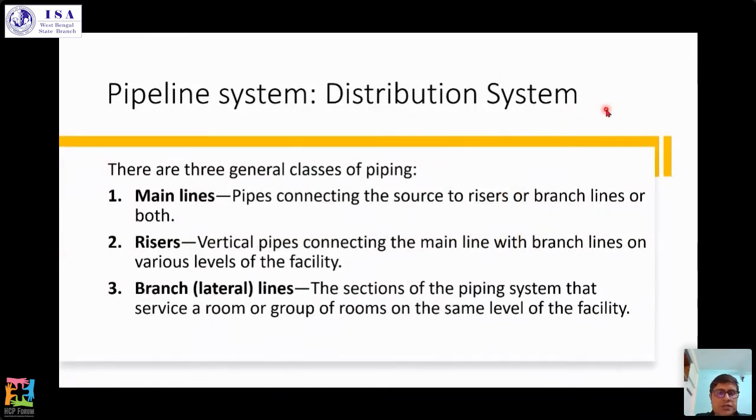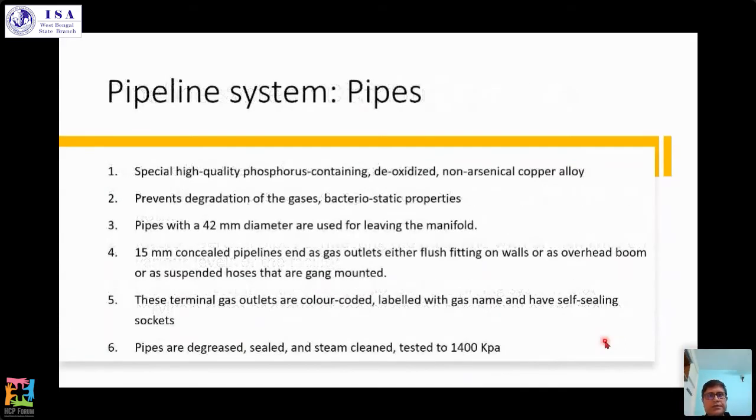Now let us look at the distribution system. I have shown you these pictures with those copper pipes. There are three types of piping: the main lines, the pipes that connect the source to the risers, or the branch line, vertical pipes connecting the main line that go up towards the roof, and they give out branch lines on the various levels of that facility. And branch lines are the lateral lines that take this to a room or a group of rooms at the same level of the facility. That means on a floor, it supplies a single floor.